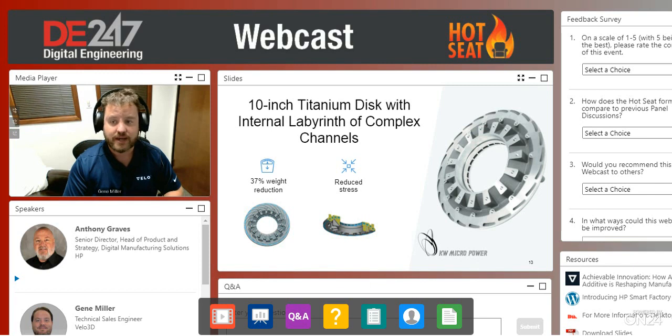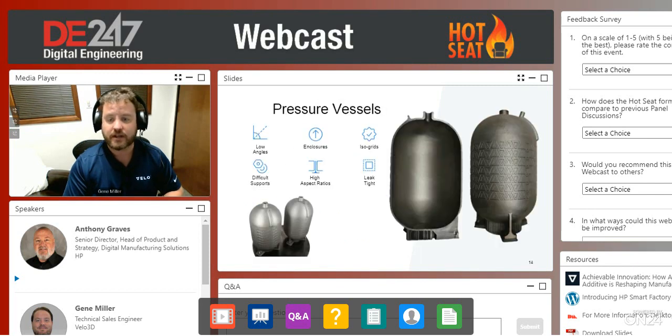We can print very large titanium parts without the fear of cracking so much as other conventional systems. Pressure vessels are a great example of where Velo technology really shines. We can print extremely low overhangs without the need for any support material. I don't really have to tell you how impossible it would be to get support out of a pressure vessel if there's one tiny little opening at the top.